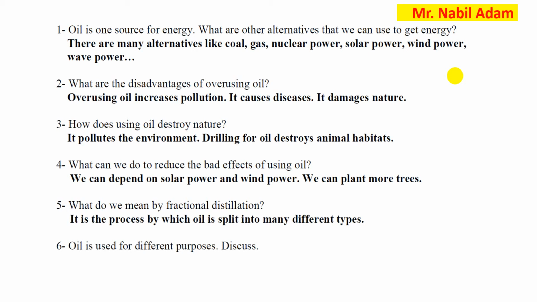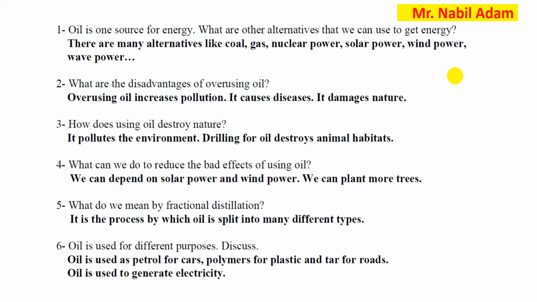As we said, we can use oil to make petrol for cars, polymers for plastic, tar for roads. Oil is used for different purposes. That is the answer I gave a little while ago. Oil is used as petrol for cars, polymers for plastic, and tar for roads. Oil is used to generate electricity.